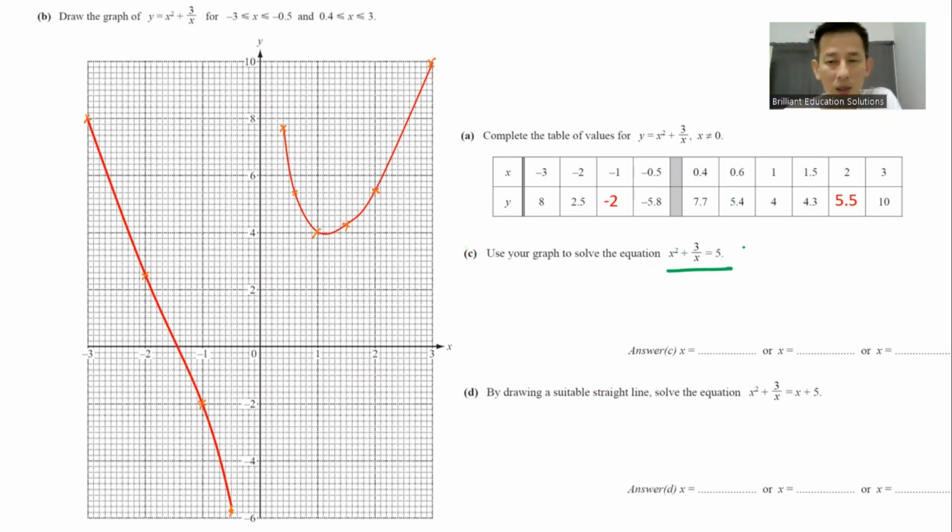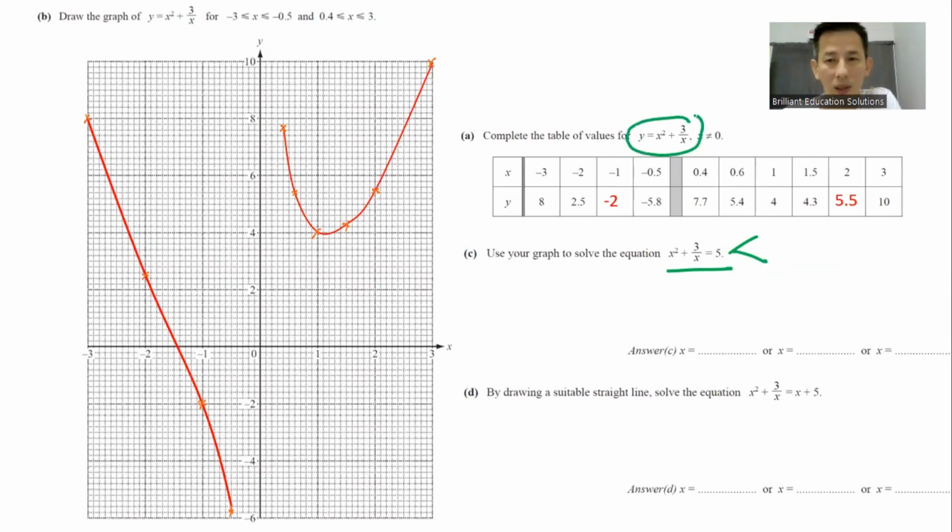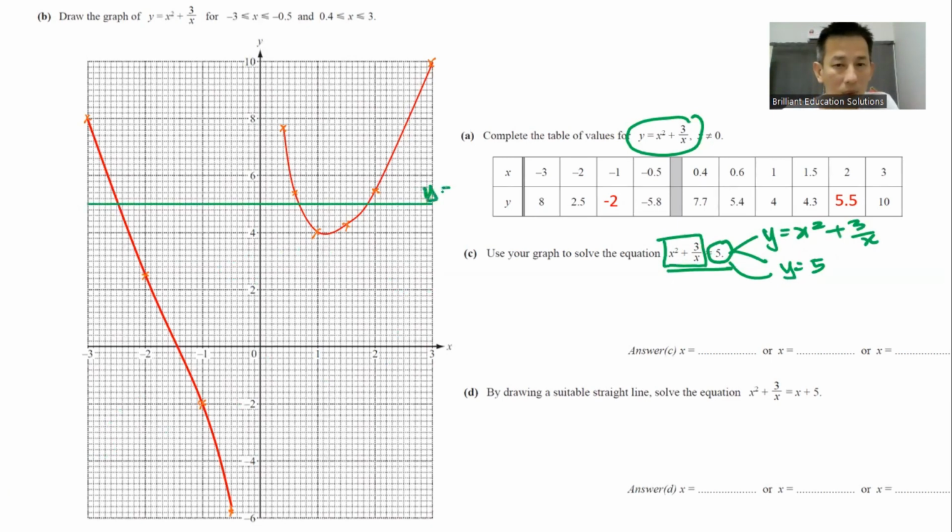The equation consists of two equations. One will be from the question here, which is y equal to x squared plus 3 over x. And the other equation will be here. This will be y equal to 5. So to solve this, you just need to draw the line y equal to 5. It will be something like this. This is y equal to 5.